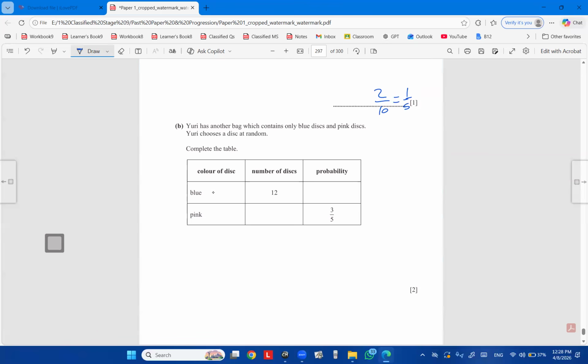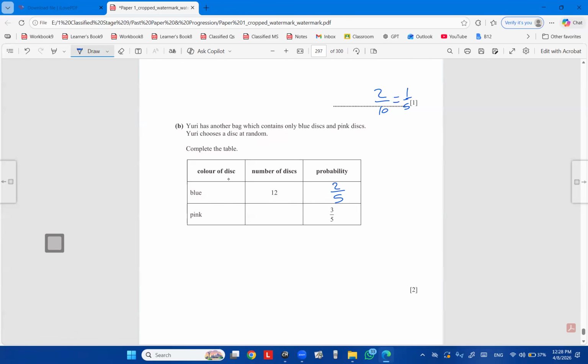They're telling you here that the discs are blue or pink. What is the probability of blue? The probability of pink is 3 over 5. Well, I know now that definitely it's only blue and pink. The probability of pink is 3 over 5. So the probability of blue is 2 over 5. Right? So I want to know, what is this going to be?